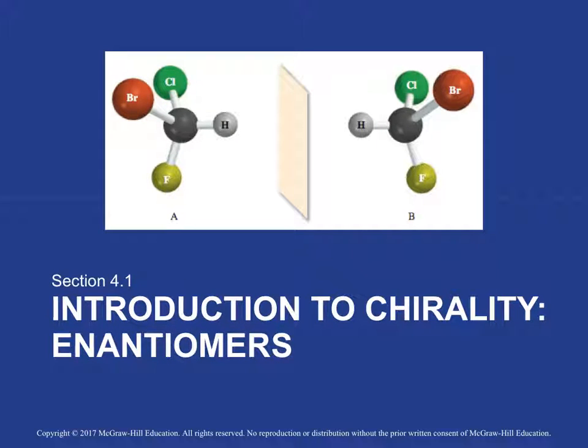So now we're going to be moving on to chapter 4, and in this chapter we're talking about chirality. Please notice it's not chiral, it's chiral with a K sound. And in particular, we have this big old term called enantiomers, or they may say something is enantiomeric. So what does that mean?